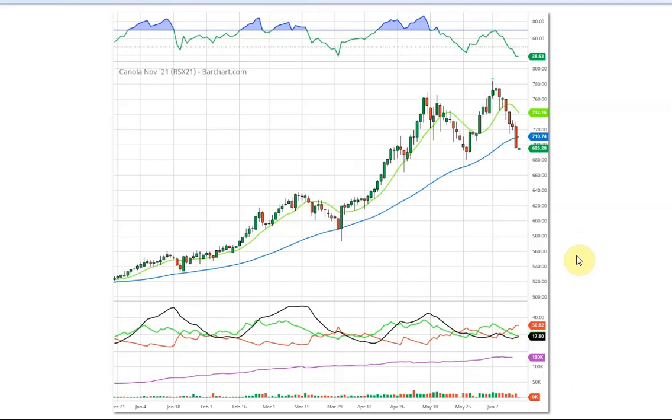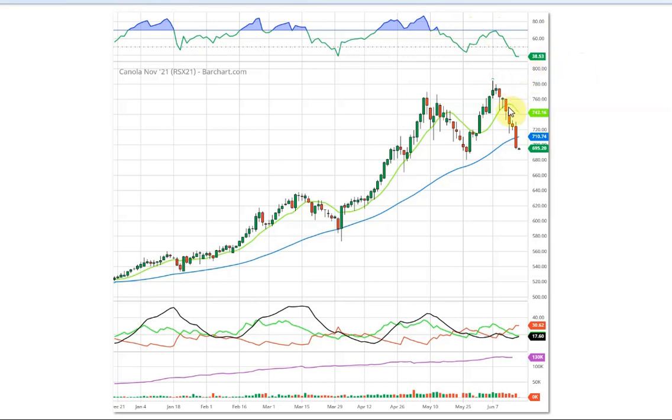Canola. Not exactly the most popular commodity. It's not traded a lot compared to, say, corn, soybeans, or wheat, but the entire grain complex is looking very similar. Okay, canola, double top again. It did make higher highs, but the relative strength index did not make another high. It was actually lower, so that's another bearish divergence.